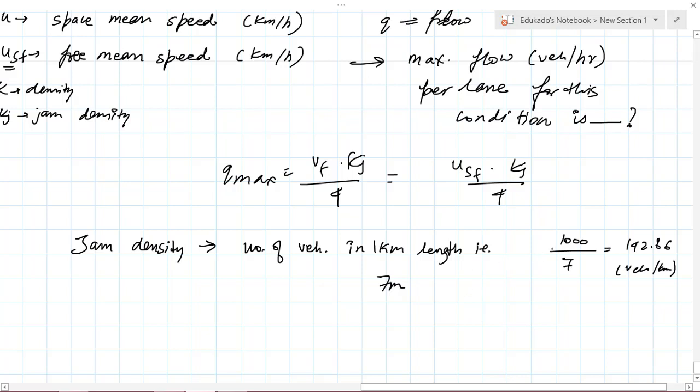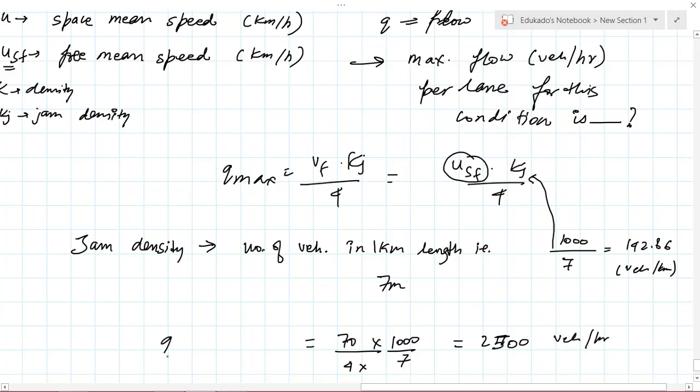So I can just directly place its value in form of Kj, and I already know USF, so I can calculate the things. USF is given as 70 in the question, and Kj is 1000 by 7, and there is another 4 over here. If you solve it, you will get 2500 vehicles per hour. This is the Qmax. This is what you need to calculate.